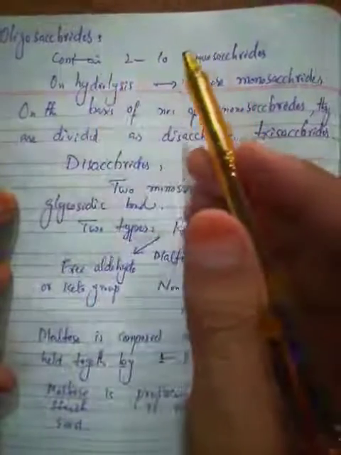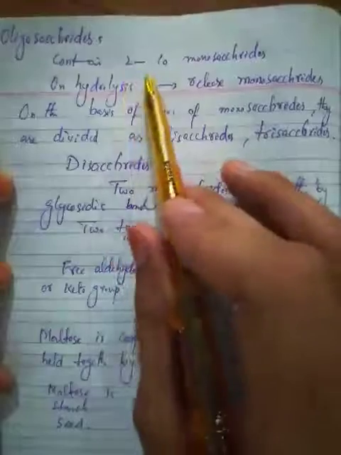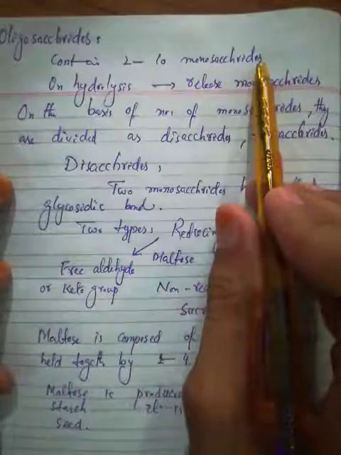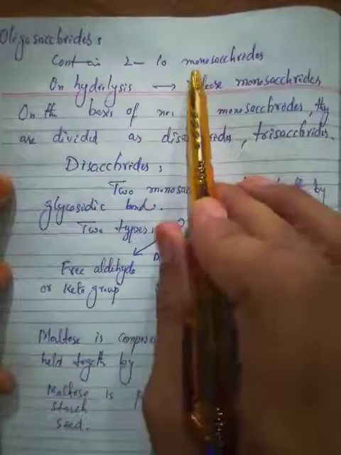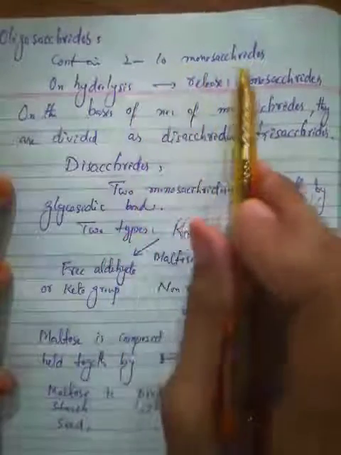Oligosaccharides. Oligosaccharides contain 2 to 10 monosaccharides. Means they are made up of monosaccharide units, 2 to 10 monosaccharide units.